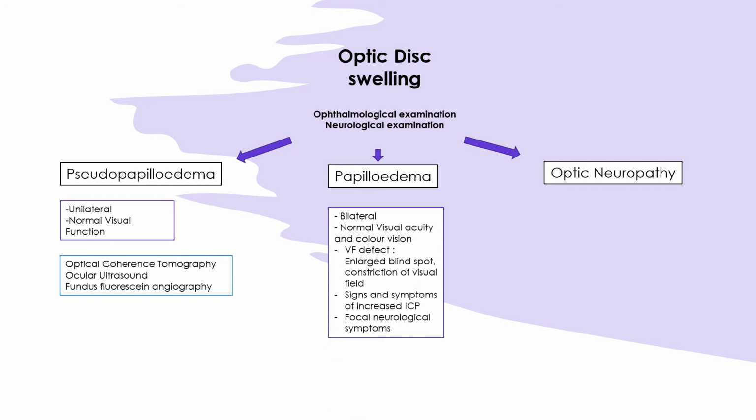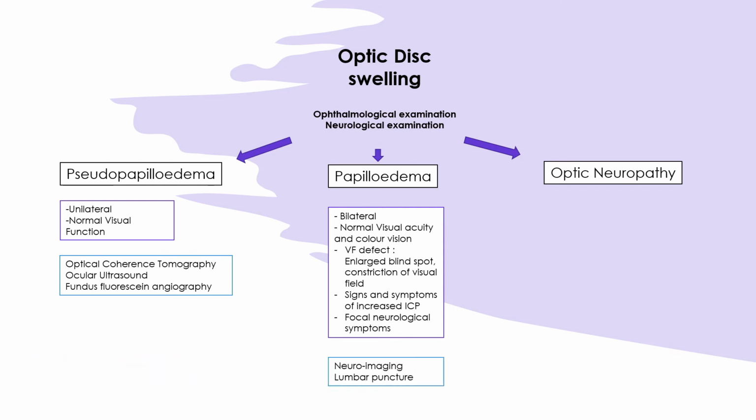Patients with papilloedema usually have bilateral disc swelling with normal visual acuity initially and normal color vision. Patients might have enlarged blind spot or constriction of the visual field. Patients might also have signs and symptoms of increased intracranial pressure such as headache, nausea, vomiting, tinnitus, diplopia, and so on. Patients also might have some focal neurological symptoms.